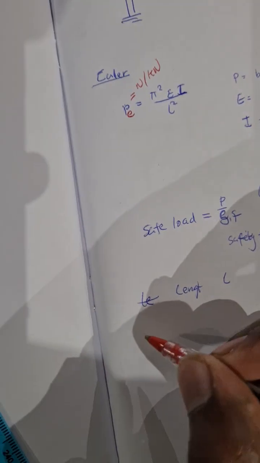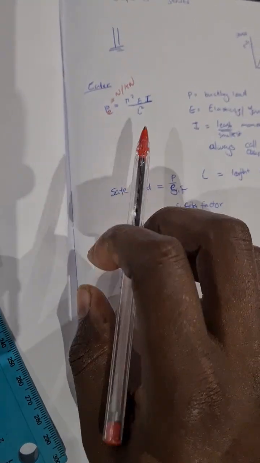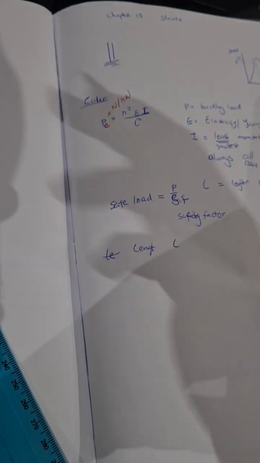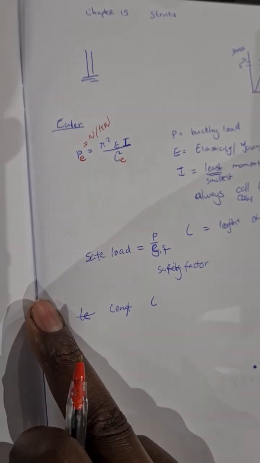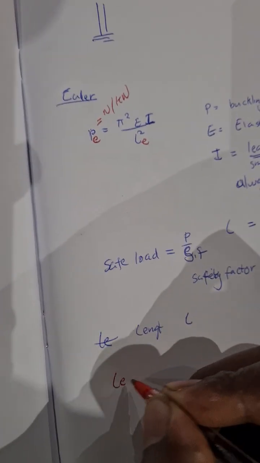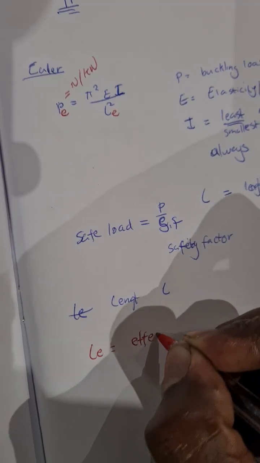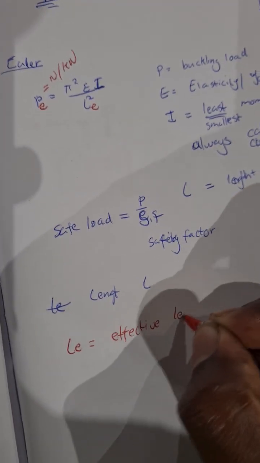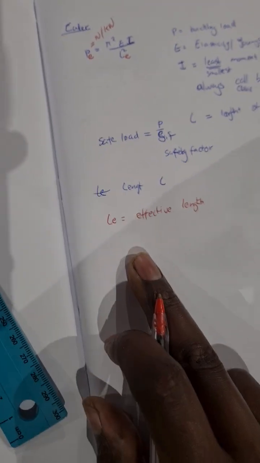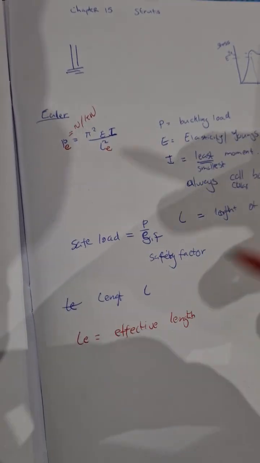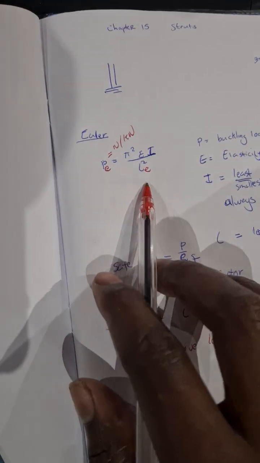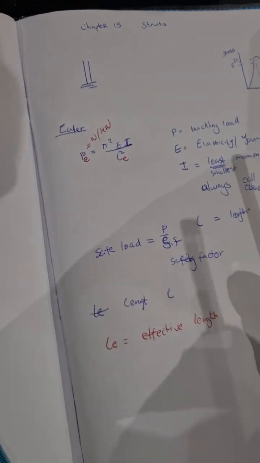If the question says there are conditions, there are only 4 conditions. We are going to L now. With this L, we actually want L_E here. What is L_E? L_E is just the effective length. Why? Because if you say L, per condition, L changes. But L effective makes it easy for you.